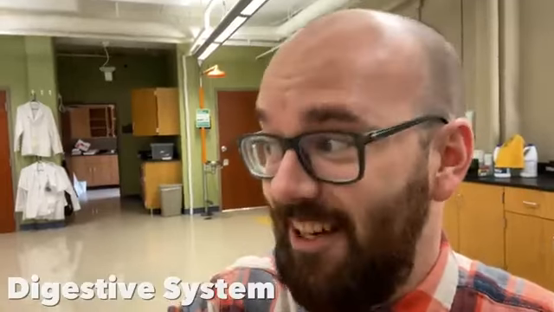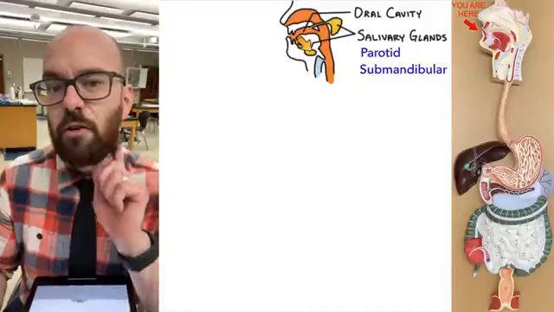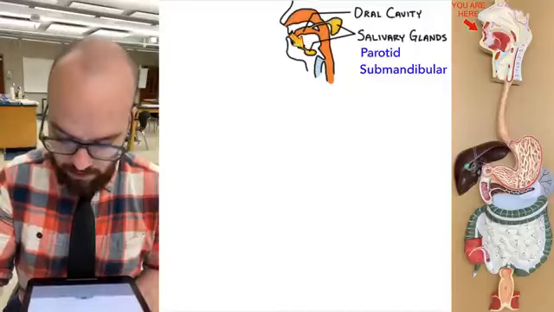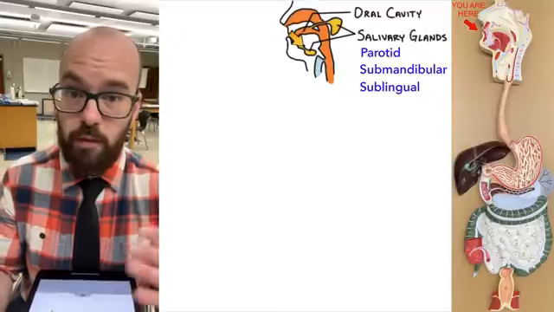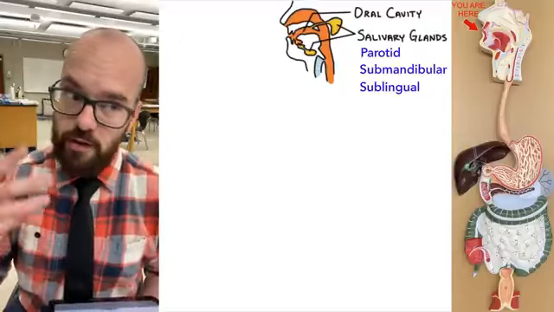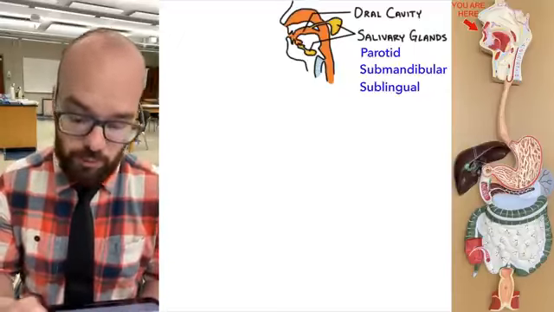There's 3 salivary glands in total. We have the parotid gland right here. We have the submandibular gland because it's sort of under your mandible or under your jawbone. And then the sublingual gland, which is under your tongue, hence the term sublingual, under the tongue. But all 3 of those glands produce our saliva, so we call them the salivary glands.